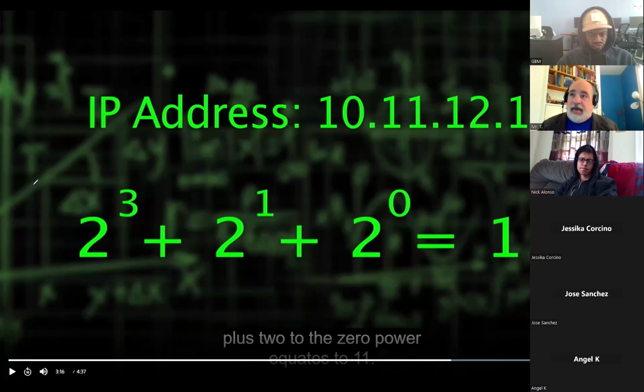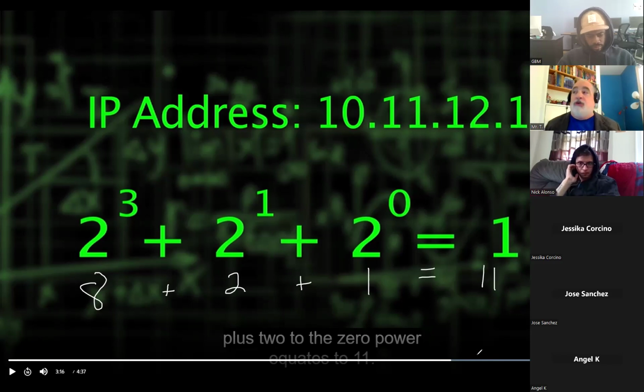So let's take a look at that. So again, 2 to the third is 2 times 2 times 2, which is 8. 2 to the first power is simply 2. And anything to the 0 power is 1. Any number raised to the 0 power is defined as 1. So that gives you 8 plus 2 plus 1 is 11. So again, if you have an IP address with an 11 in it as one of the octets, the computer is going to see it as 2 to the third plus 2 to the first plus 2 to the 0th power. Questions on that?